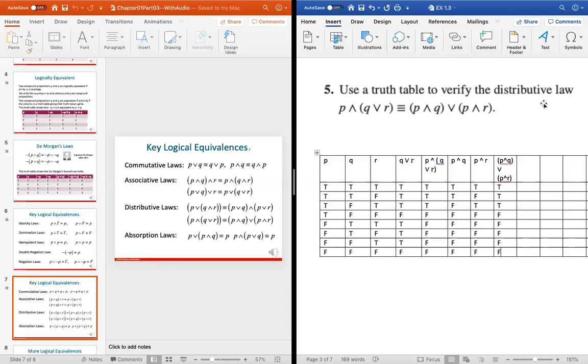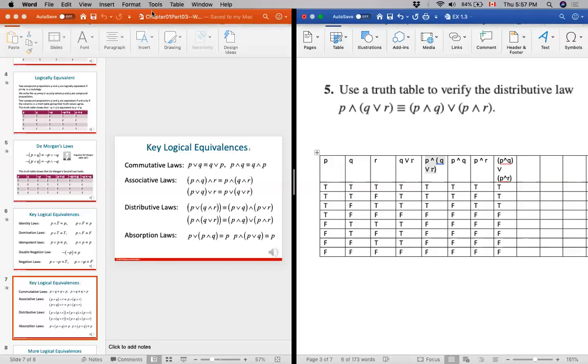So now, according to the distributive law, the left-hand side should be equal to the right-hand side. So we have the truth values of the left-hand side over here and the right-hand side over here. And we know these truth values are equivalent to each other, so therefore we say that they are logically equal to each other. Any questions here? No. Okay, great.